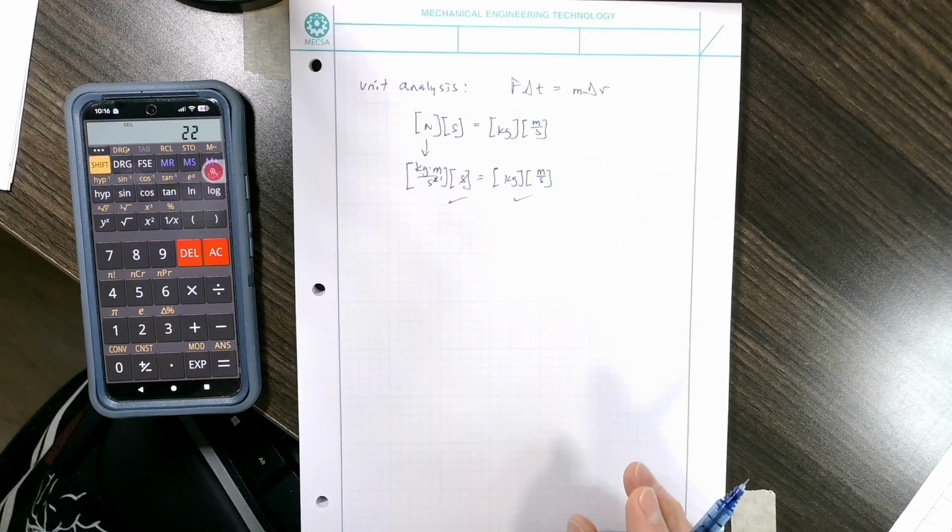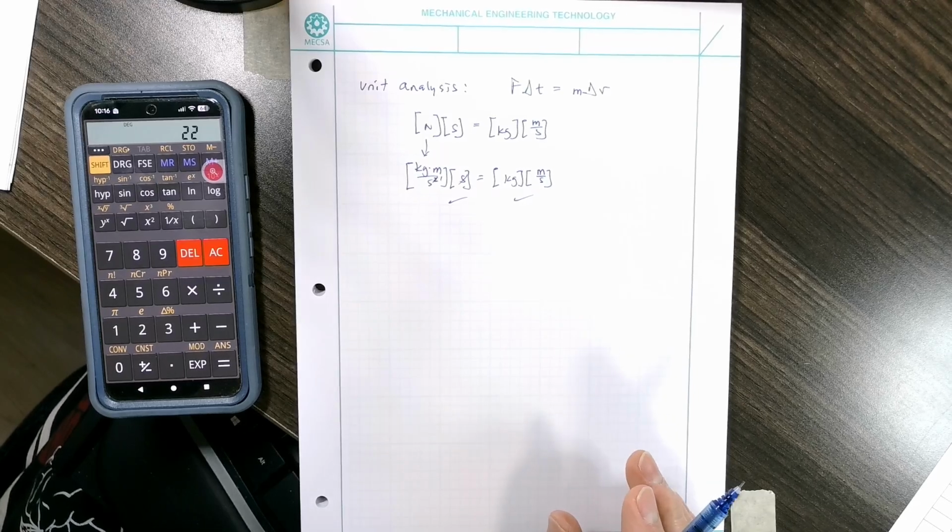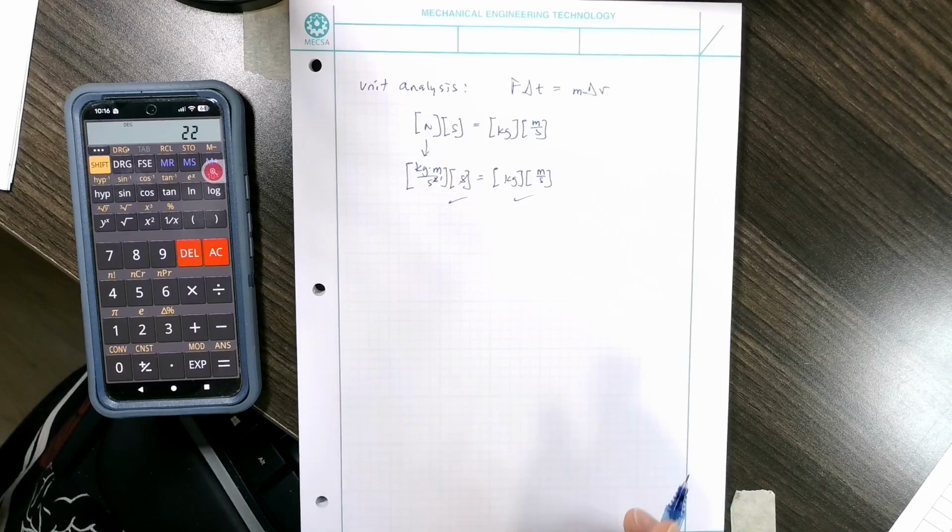The same approach works with US customary. You have that ugly unit of mass, the slug, pound second squared per foot, to deal with, but the same analysis works.